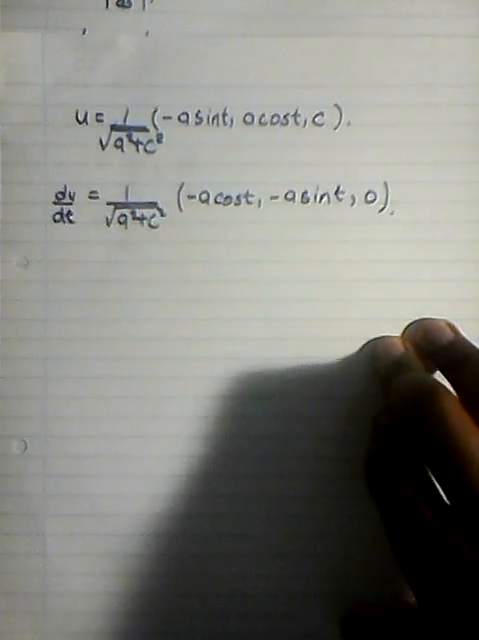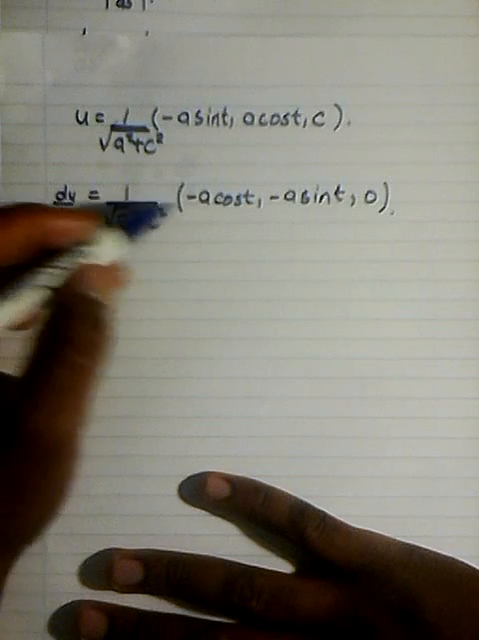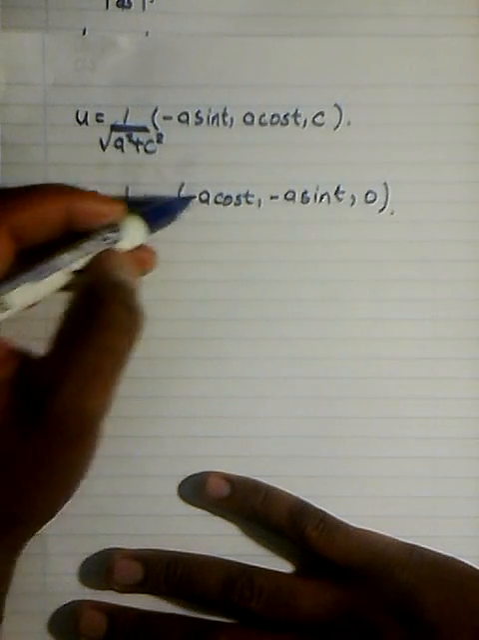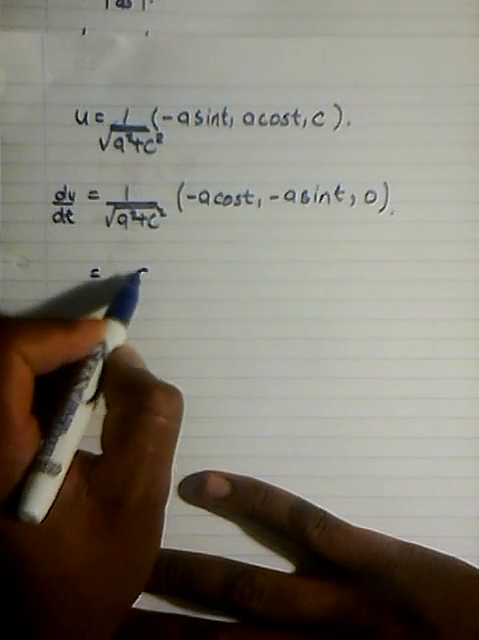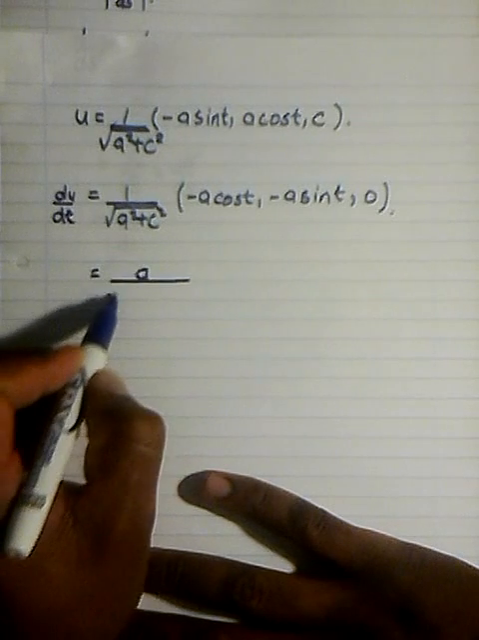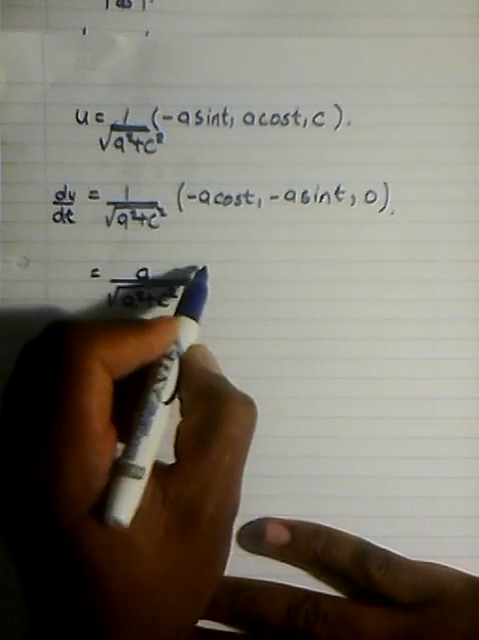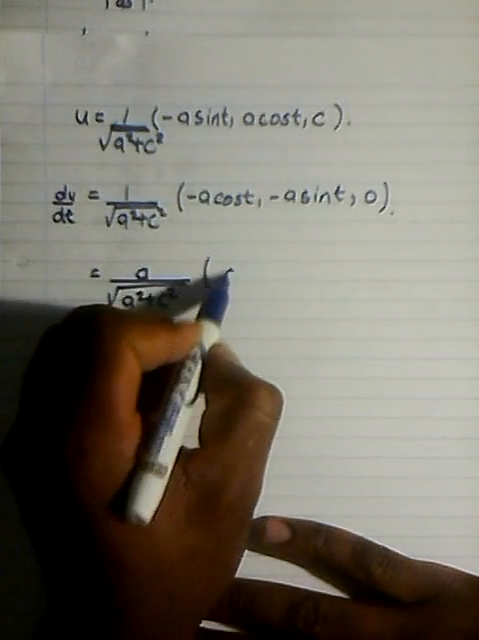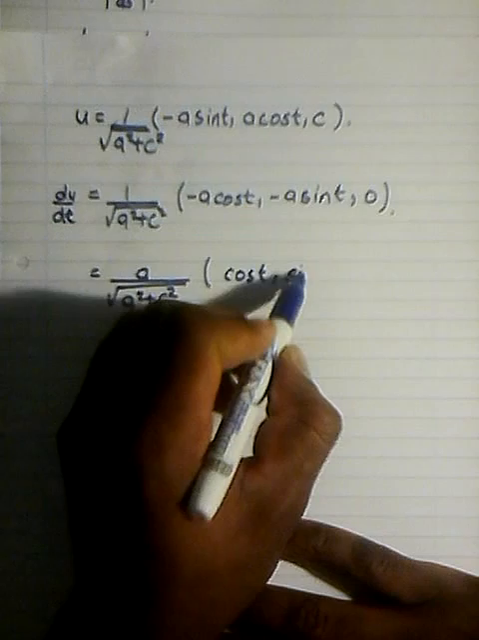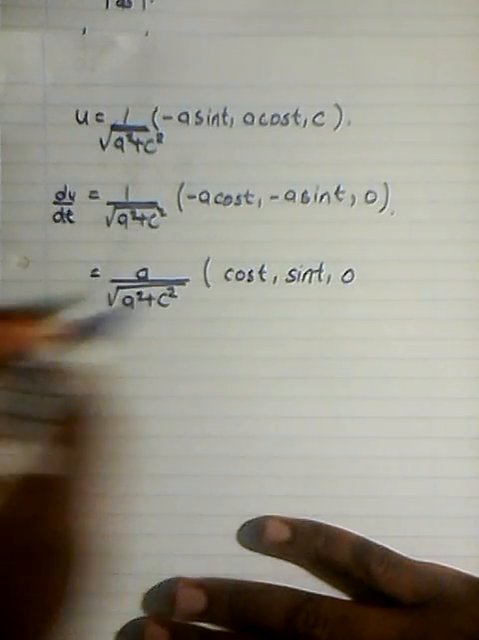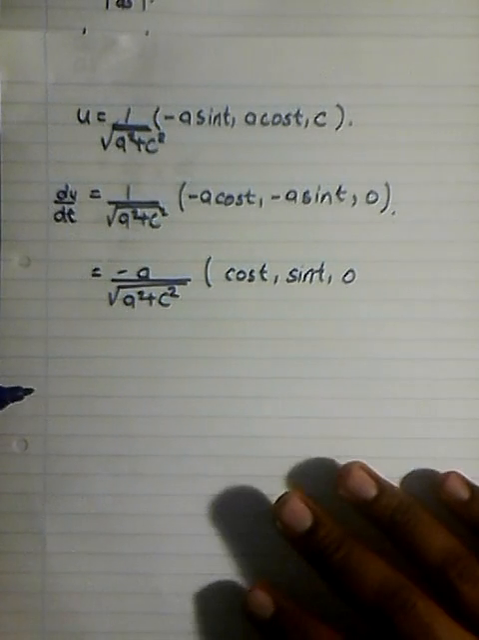Okay, now we have this thing here. We know that we can factor out a, so that means we will have a over the square root of a squared plus c squared, multiplied by cos t, sine t and 0. There's a minus here, so let me just put it there. Okay, so we have this.